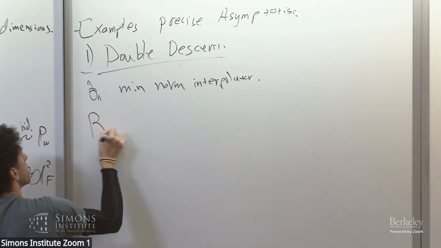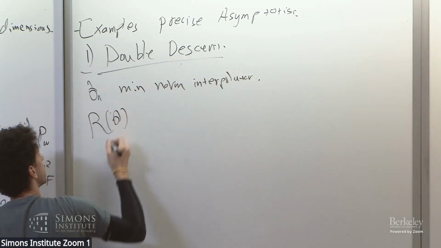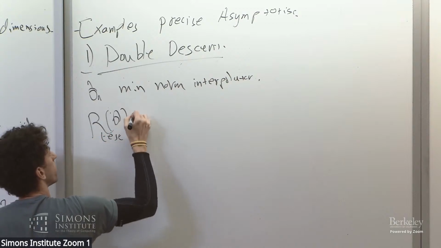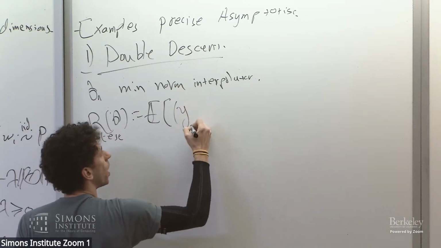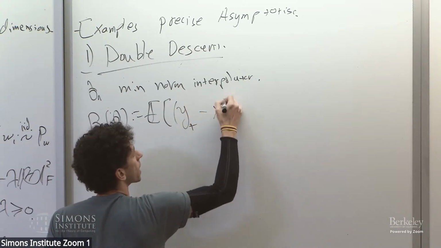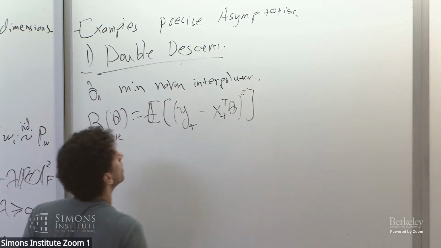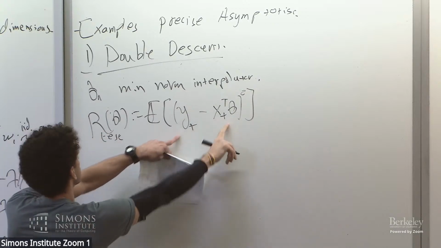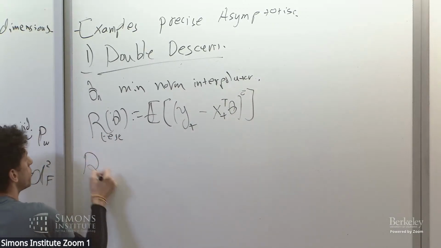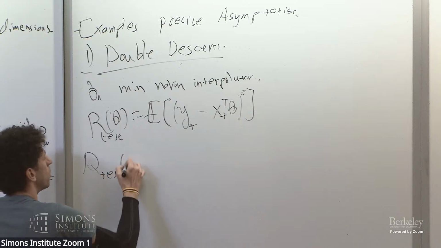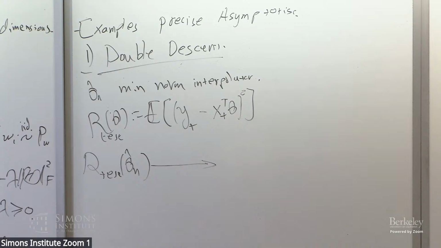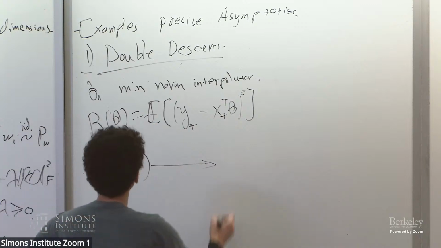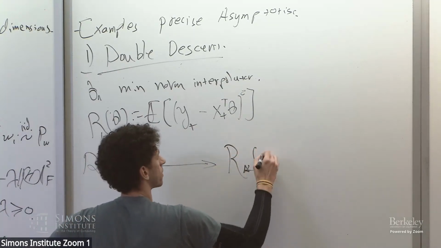And I'll be interested in our test risk, defined for a fixed theta as the expectation of (y minus x transpose theta) squared, where the expectation is over y and x. And I'll compute the limit of the test risk of theta hat n in this regime, the regime that I outlined here. And this converges to some R_S star of alpha.